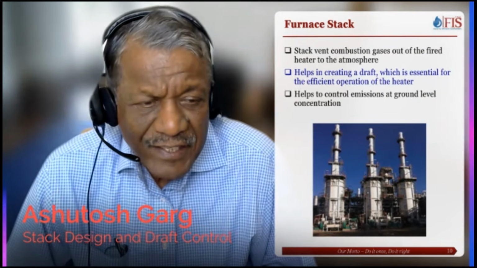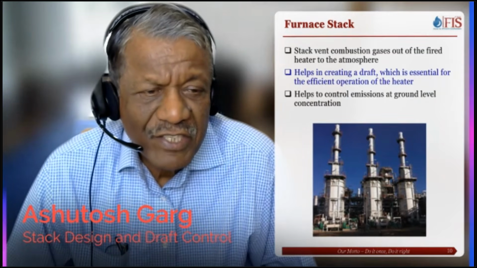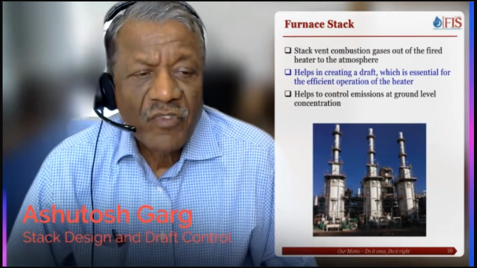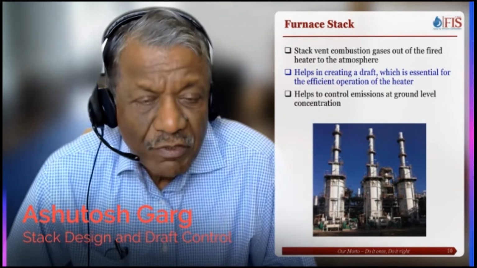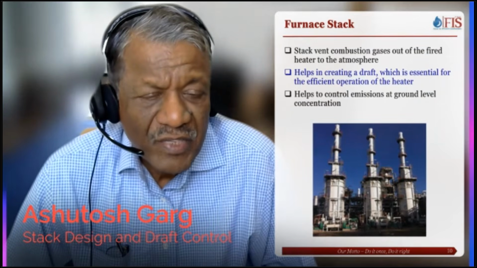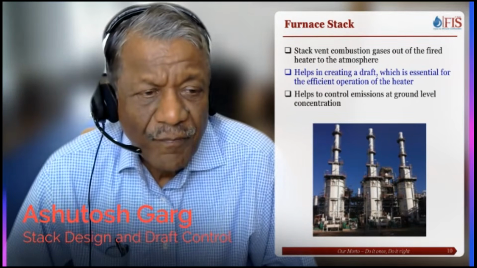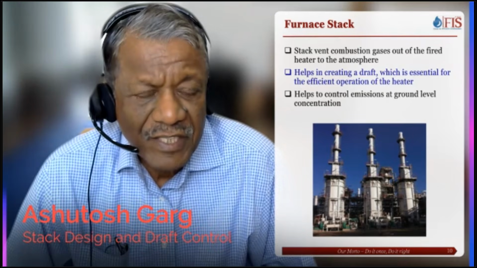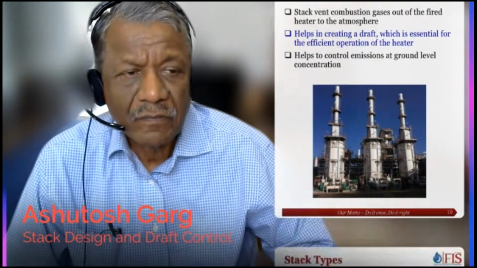There are heaters like steam methane reformers and ethylene cracking furnaces, where the convection section is very large, the efficiency is very high, and the flue gas temperature is very low. In those cases, we use induced draft fans to create draft. But in natural draft heaters, we use stacks to create negative draft. And that's what we will cover today in our webinar.